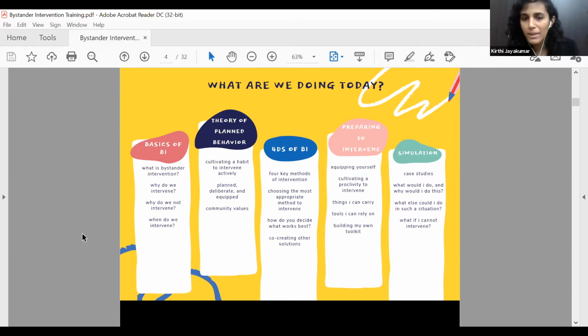How do you pick what's best? How do you figure out what other solutions could work in a given situation? And then we're going to go into looking at how we can prepare to intervene ahead of actually getting into the situation. And finally, get into a bunch of case studies and scenarios that we're going to unpack together in the course of our breakout rooms.